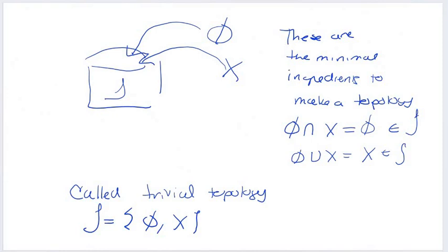The empty set and X have to be in there. All unions have to be in there. All intersections have to be in there. See what works. If you got that one, try 2, A and B.